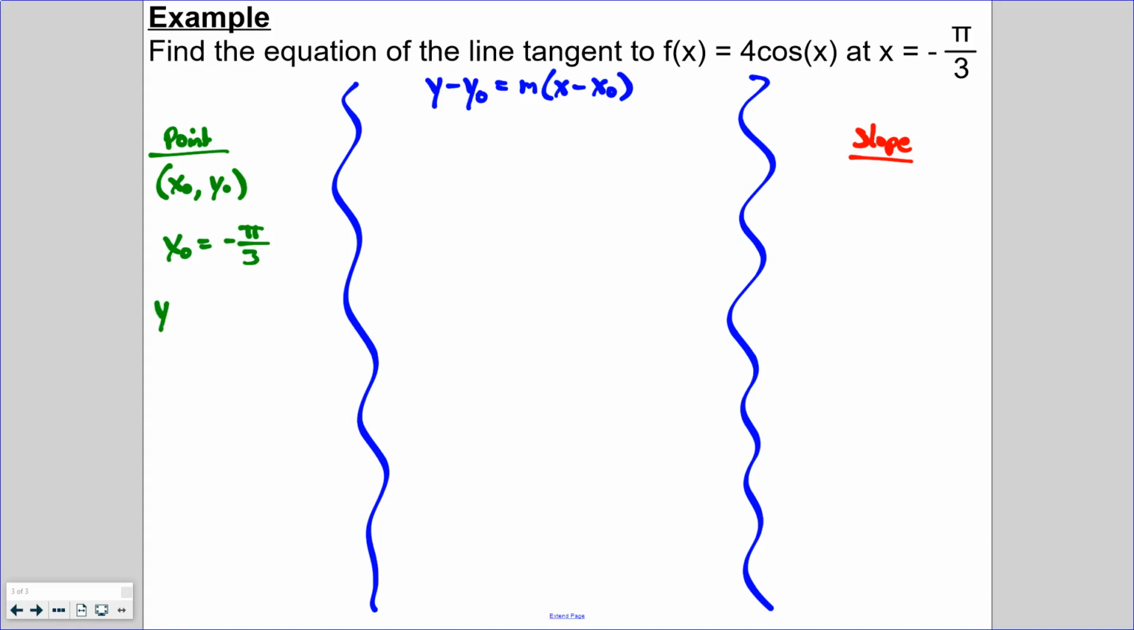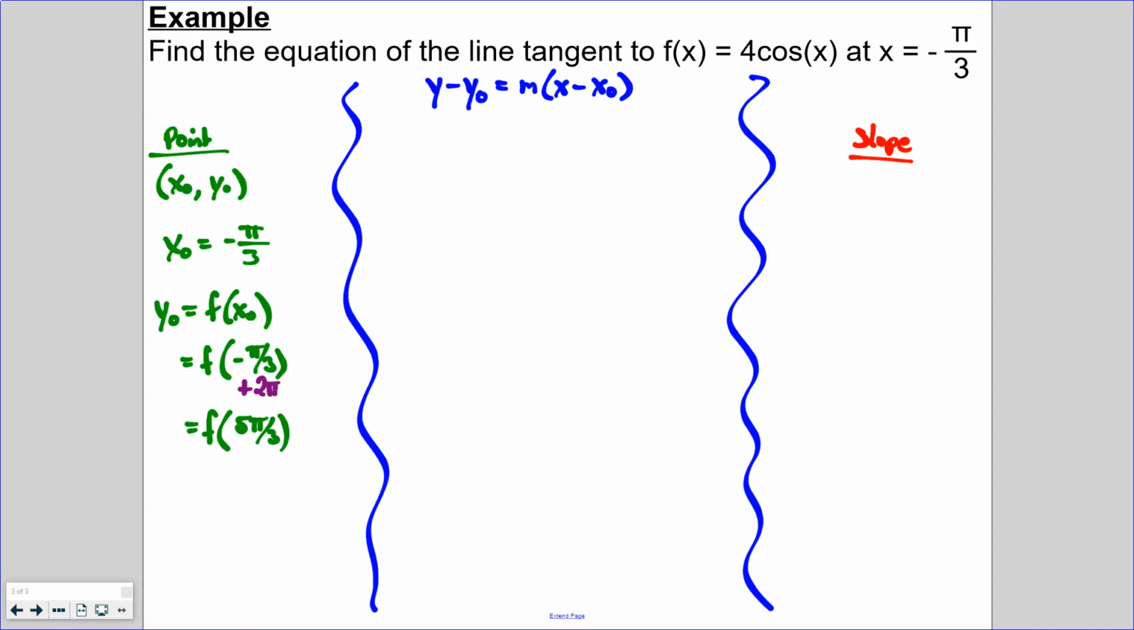And we know that to find y sub 0, we can just plug x sub 0 into our function. So we're trying to find f of negative pi over 3. Well, what is negative pi over 3? How do we find that on the unit circle? Well, remember our trick for negative angles is to add 2 pi, or add 1 full rotation, to find its reference angle. So that means we're really looking for f of 5 pi over 3.